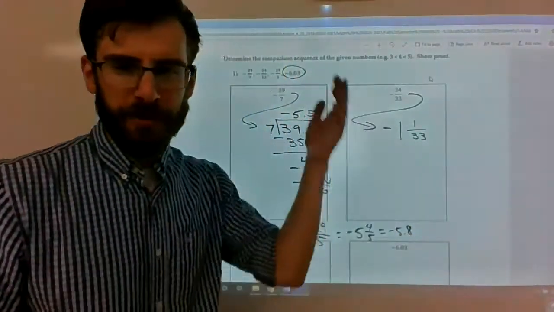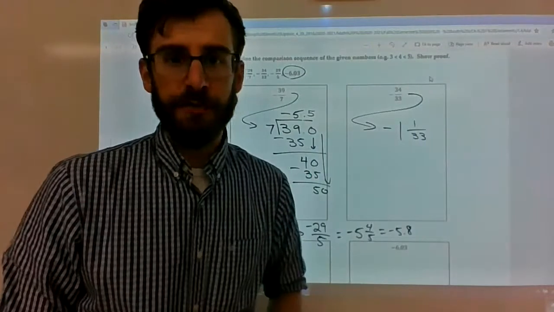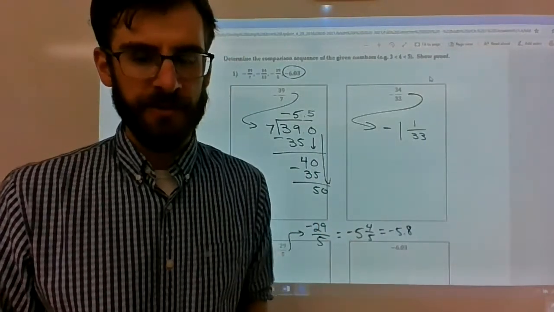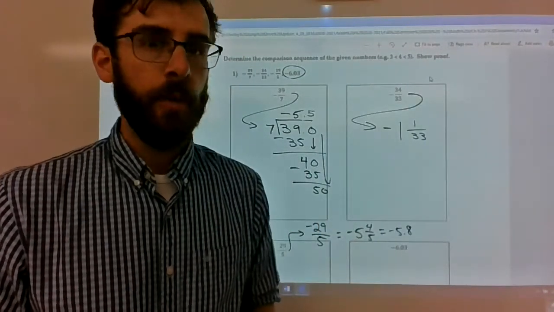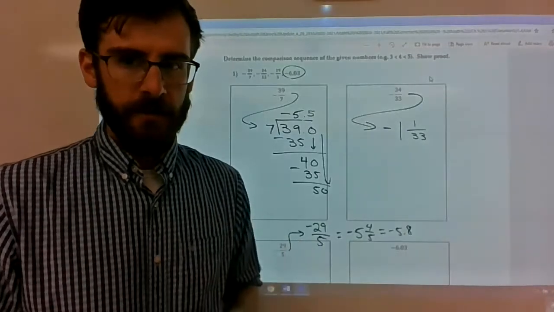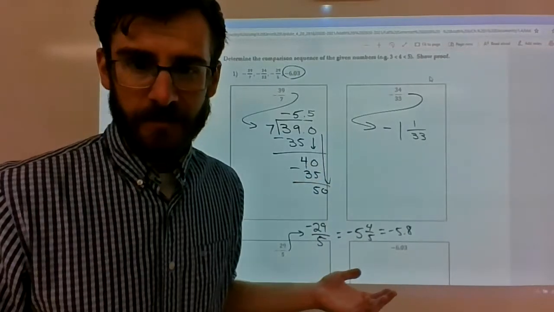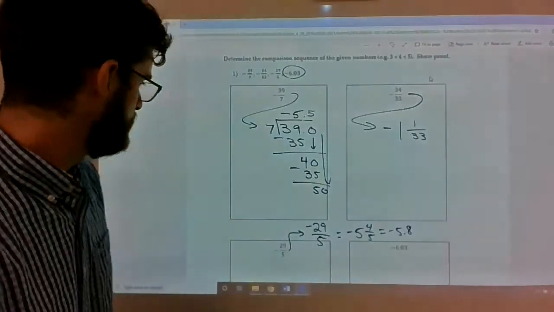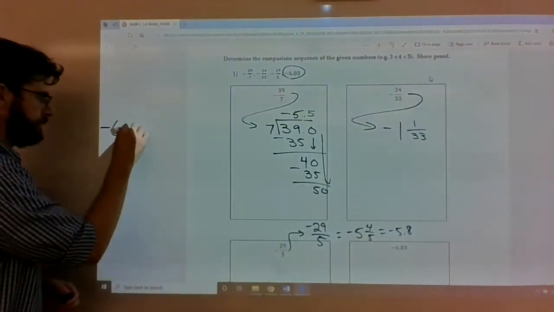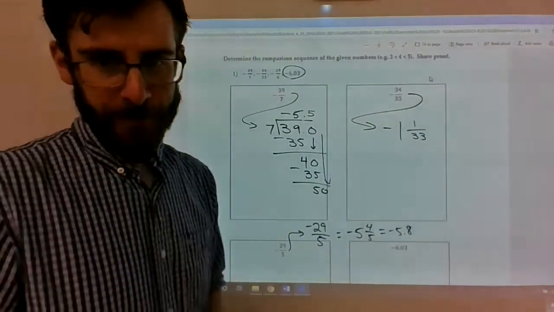So I'm hoping you guys are building a bank of commonly used fractions where you can go back and forth between decimals and fractions pretty much with total ease. All right, so I think we got it. Who's the smallest? Negative 6.03.